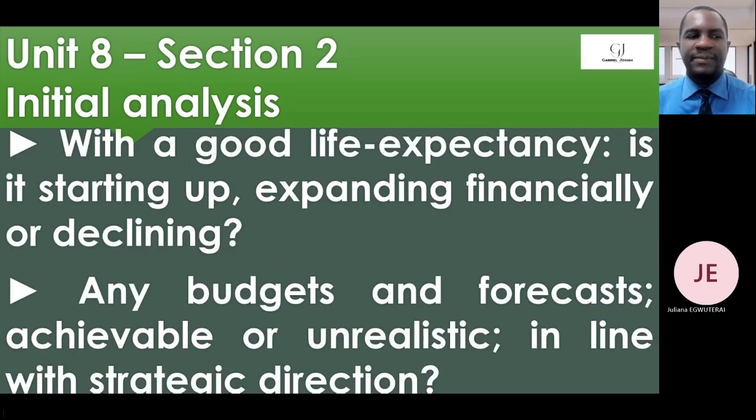Also, does it have a good life expectancy? Is it starting up, expanding financially, or declining? So you should be able to establish and answer these questions from your initial review. Are there any budgets or forecasts, achievable or unrealistic, in line with strategic direction?